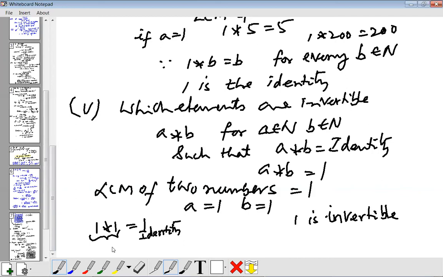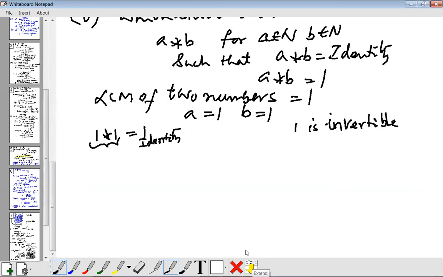Then the next one is star defined on the set 1, 2, 3, 4, 5 by A star B equal to LCM of A and B. Is it a binary operation? Justify your answer. So now he has taken 1, 2, 3, 4, 5 only. Very simple, easy question. We don't need to draw a bigger thing for this. No need to make a table. Seventh question. It's 1, 2, 3, 4, 5.